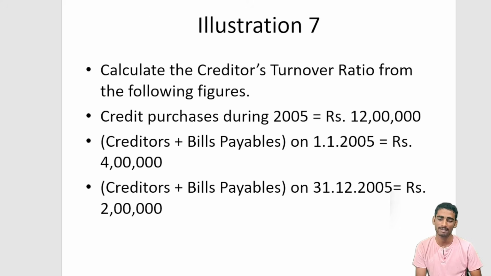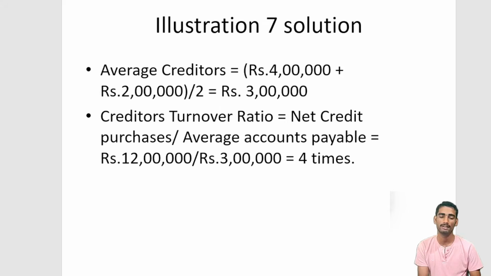Let me come to one example. After that it will be clear for you too. Calculate the creditor turnover ratio from the following figures. Credit purchase given for the year is 12 lakh. Creditor plus bill payable is given as 4 lakh. Creditor plus bill payable on 31st December is 2 lakh. Means on 1 January 2005 it is 4 lakh and on 31st December it is 2 lakh. So let me come to the solution and see how we will calculate here.